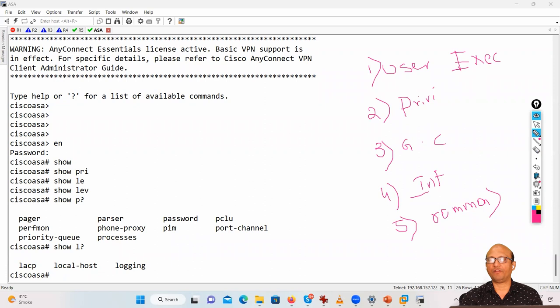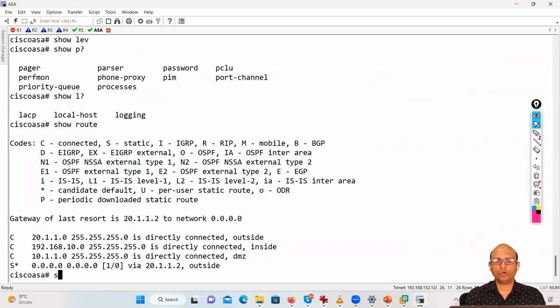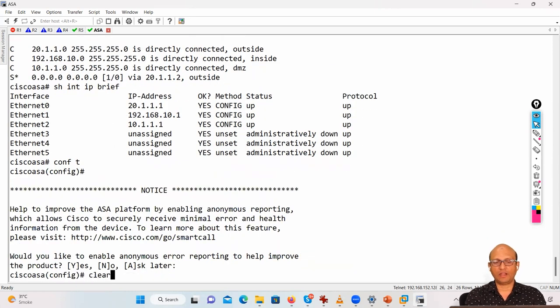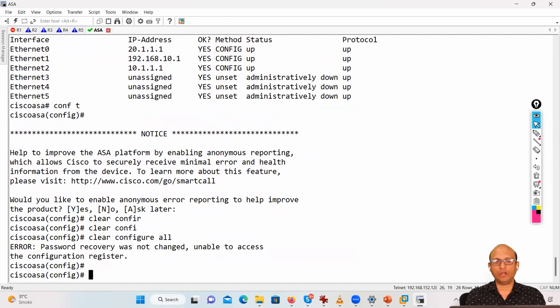Commands are a little bit different. Show ip route is not there. The command is show route. Show ip interface brief is not there. The command is show interface ip brief. Interface IP, ulta. If I want to remove the configuration of a firewall, I can say clear configure all. I don't have to write erase and reload.